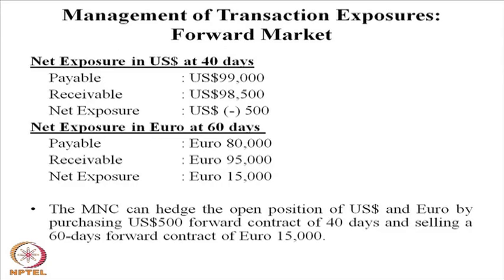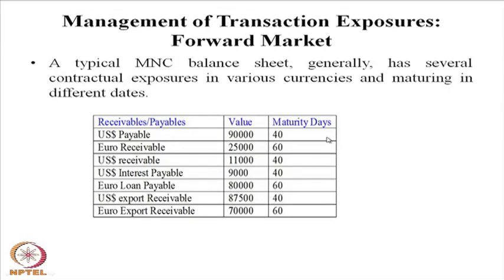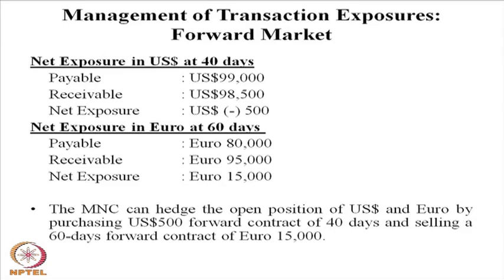So, what will we do? We have to identify the net exposure in US dollar and the net exposure in euro. If you see the earlier example, the maturity profiles are either 40 days or 60 days, so you can classify currency-wise into 60 days maturity and 40 days maturity. I have done the same thing here: the net exposure in US dollar after 40 days.